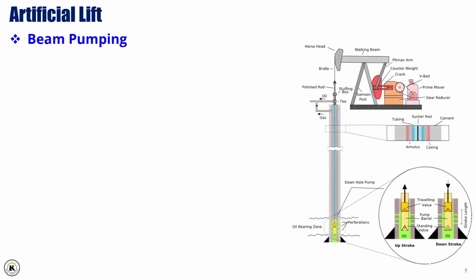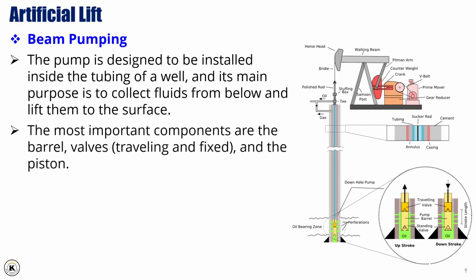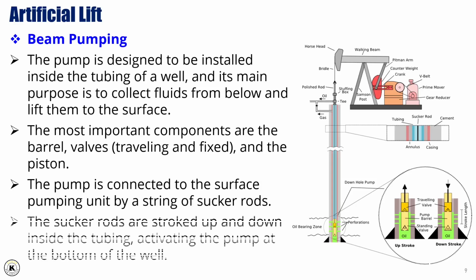Beam pumping. The pump is designed to be installed inside the tubing of a well, and its main purpose is to collect fluids from below and lift them to the surface. The most important components are the barrel, valves, traveling and fixed, and the piston. The pump is connected to the surface pumping unit by a string of sucker rods. The sucker rods are stroked up and down inside the tubing, activating the pump at the bottom of the well.